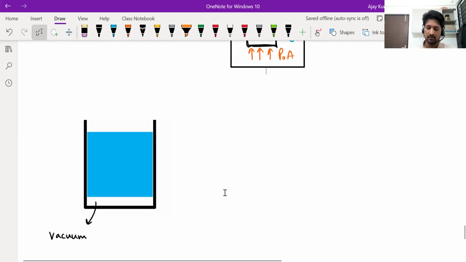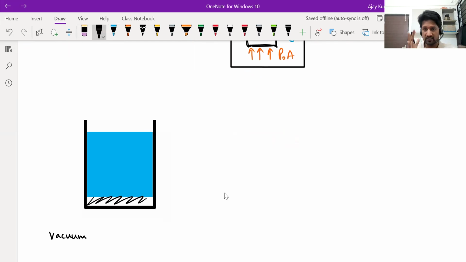Air cannot come into this space, right. Air cannot enter. So the pressure there cannot be atmospheric pressure. It has to be zero pressure, vacuum. There's no gas. There are no molecules hitting the surface. So pressure there tends to become zero. If the liquid somehow manages to rise up, the pressure there is zero.